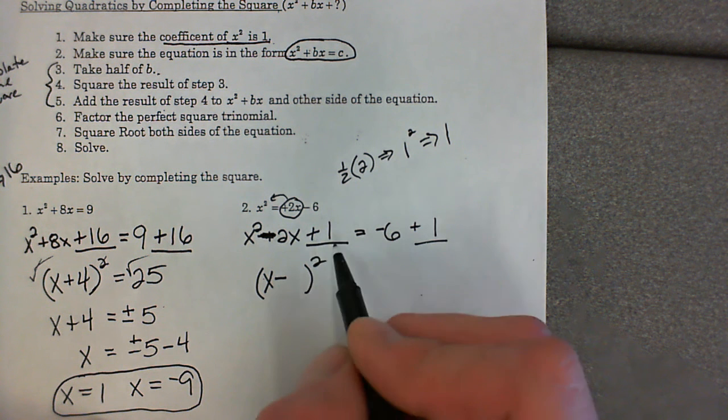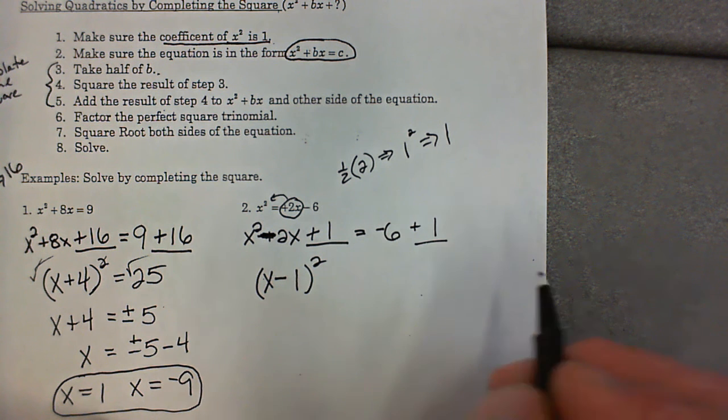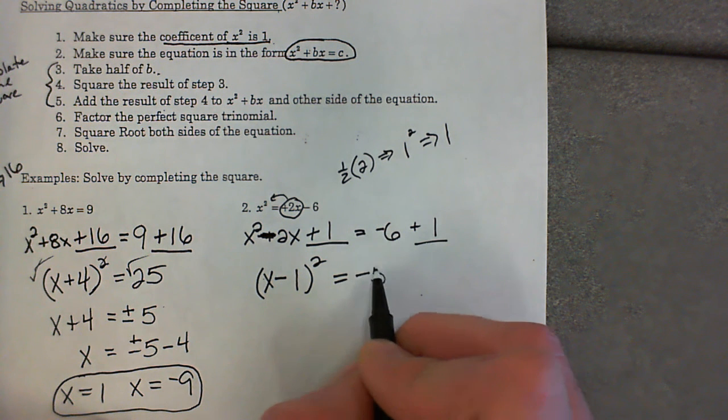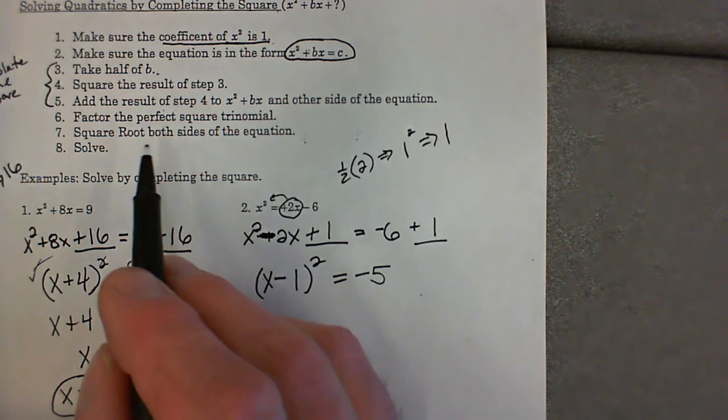And then what times itself gets you 1? That should be 1. Now this side we can clean up. Negative 6 plus 1 is negative 5. And now we're ready to take the square root.